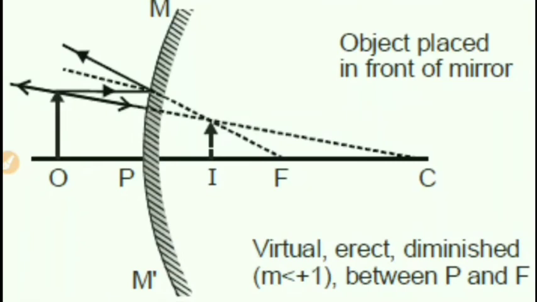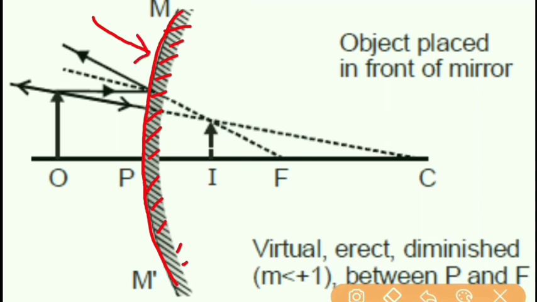Now students, for a convex mirror there are only two cases possible. This is a convex mirror. This inner surface is non-reflecting and this outer surface is reflecting. So this is a convex mirror. Now students, here what happens when the object is at infinity? The object is always placed on the left side of the pole.